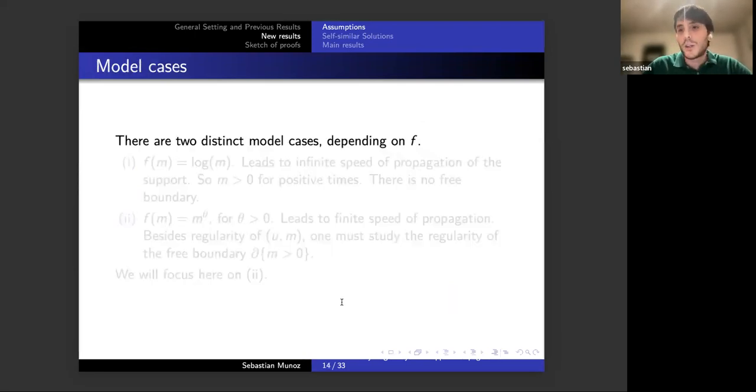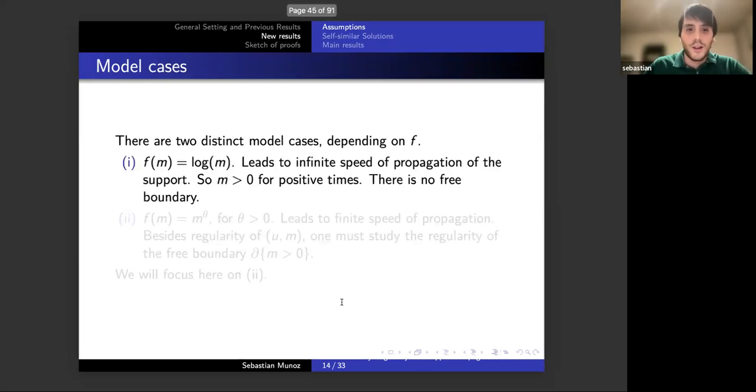There are two distinct model cases depending on what f is. If f is equal to the logarithm, this is the first model case. Then this satisfies the blow-up assumption. So this logarithm precludes the appearance of empty regions. The players will occupy the empty regions, and in this case, we have infinite speed of propagation. This is what happens with the equation.